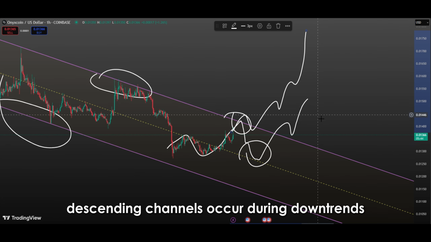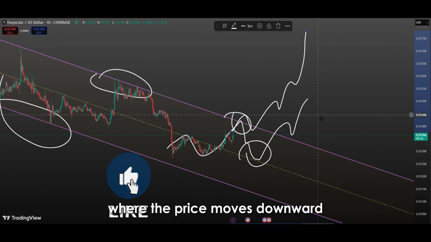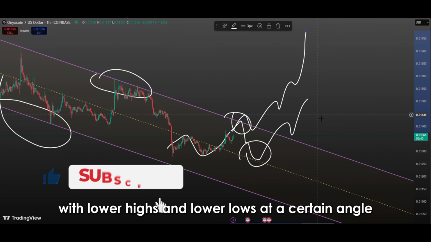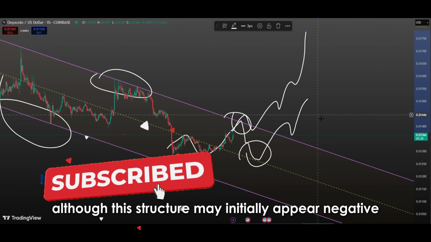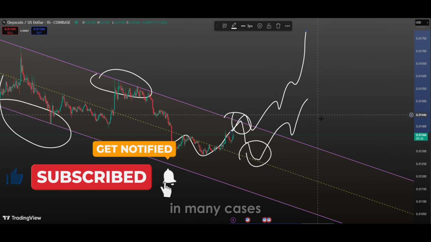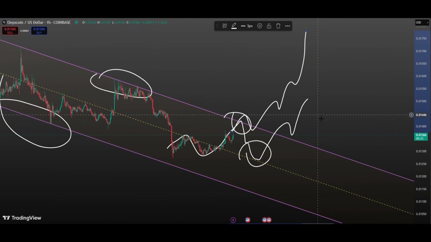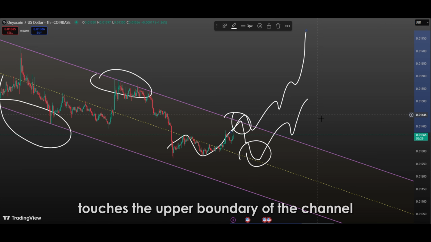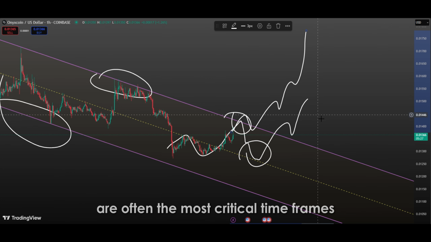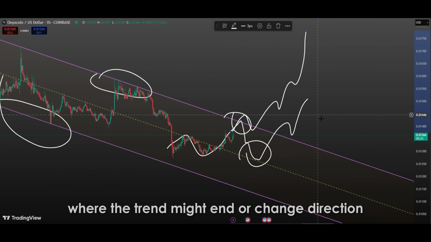Descending channels occur during downtrends, where the price moves downward with lower highs and lower lows at a certain angle. Although this structure may initially appear negative in many cases, such formations serve not as continuation patterns, but rather as reversal patterns. Therefore, the moments when the price touches the upper boundary of the channel are often the most critical timeframes where the trend might end or change direction.